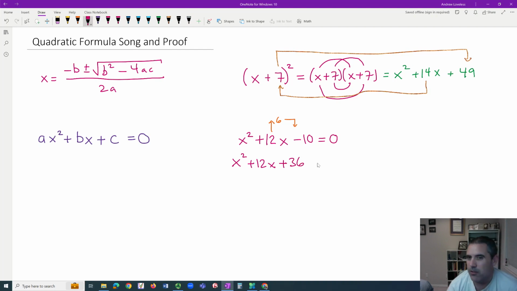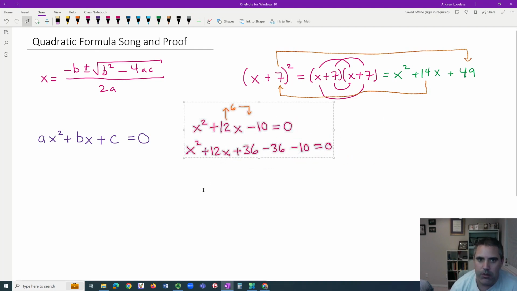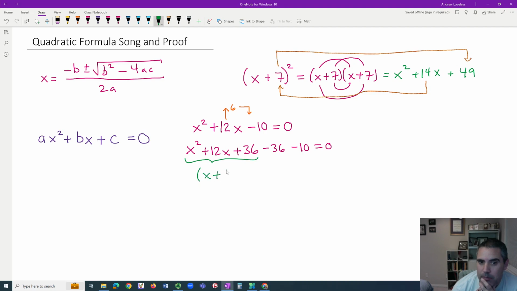Now, you can either add 36 to both sides, or you can subtract a 36, which is what most people do. And it's just a way to change the look. But it changes the look in a very useful way. I'm just going to move this over a little bit. It changes the look because now this is a perfect square. That's why it's called completing the square.